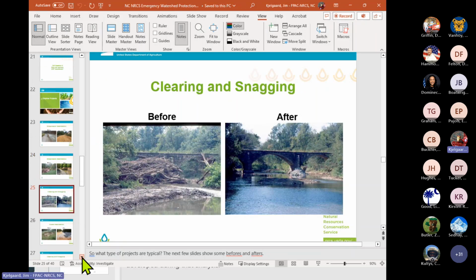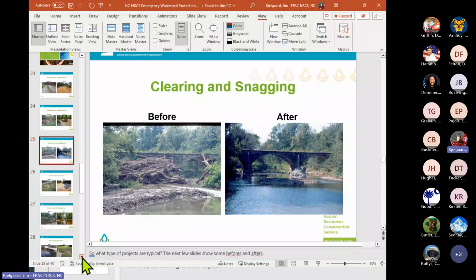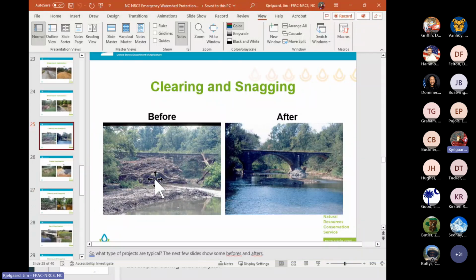Let's see, here's a situation, a bridge being threatened by a large pile of debris that was left behind. Yes, a new event could remobilize that debris, so that's been removed. Potentially some armoring also to the abutments to prevent those from being washed out. Protection. With EWP, the main thing is protection, and that's actually in the program name.